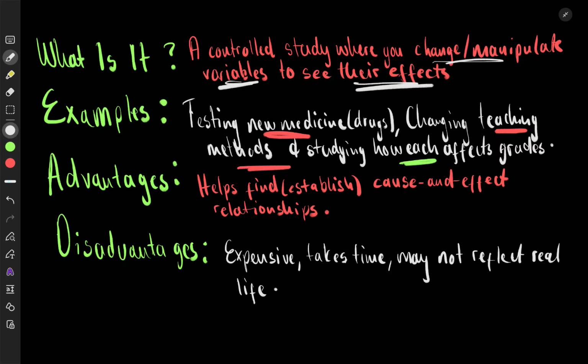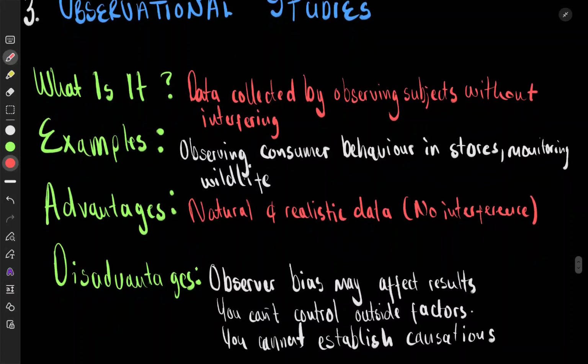Now, disadvantages is that these experiments are expensive and they take time. They're expensive to set up and they take time, and they may not reflect real life scenarios because this is happening under controlled conditions. Now we go to 3, which is observational studies.